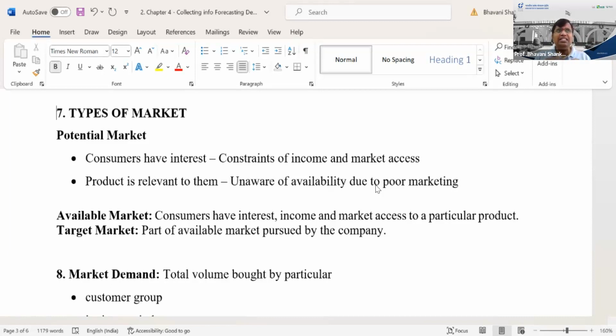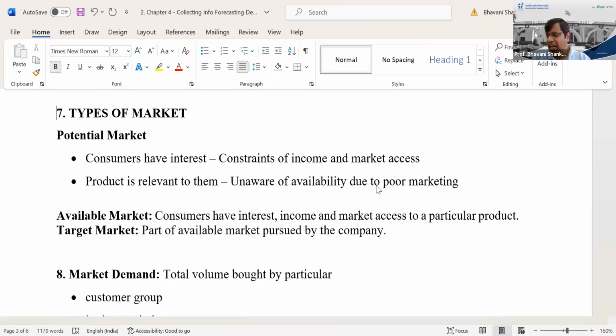So in that sense, when you are talking about consumers having interest in certain products, you will have to understand these two elements of constraints, in income and market access, that these people have. Thereby, for the product that you are interested in selling to these people, you will suggest some adjustments and you will launch newer SKUs, and you will also increase the distribution channel. Thereby, you will be able to reach out to them.